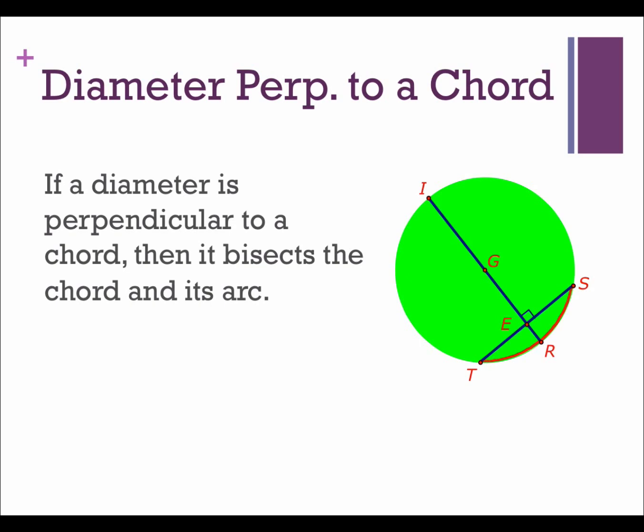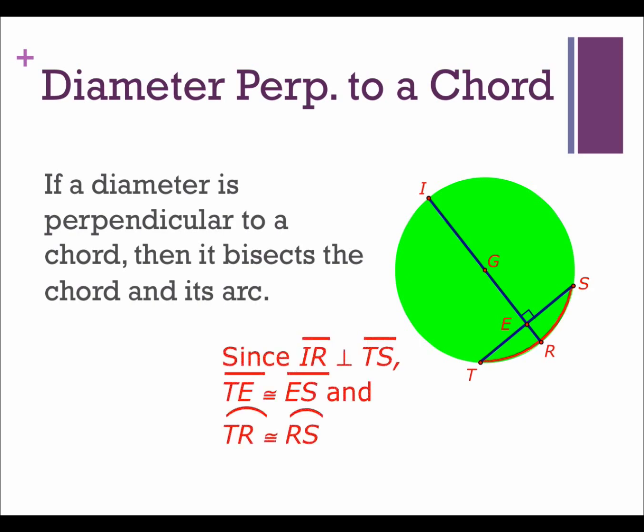What's congruent? The segment ET and the segment ES. I think I actually have it here. Hold on. Yeah, there you go. ET is congruent to ES, and the arc TR is congruent to the arc RS. So when it's perpendicular, it chops both of those things in half. Good? Okay.